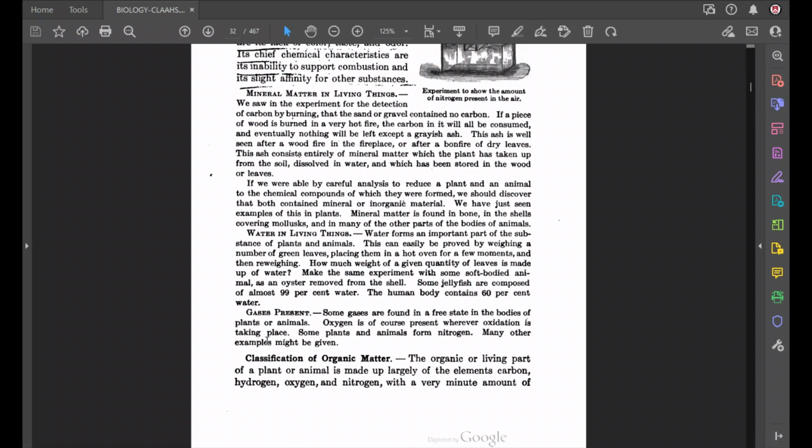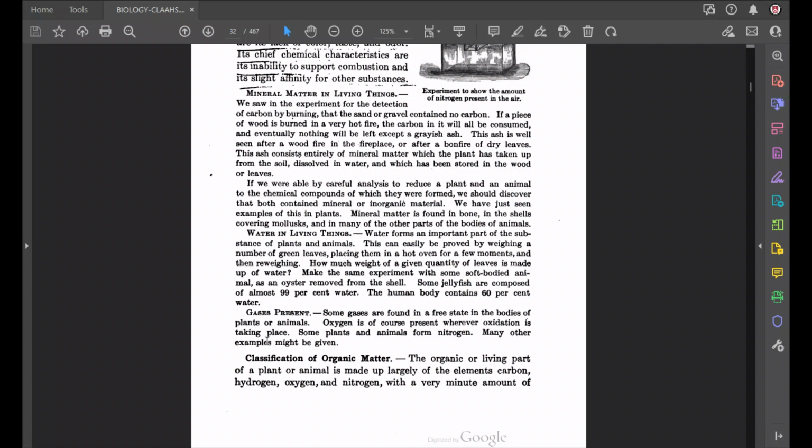The title of this section is The Classification of Organic Matter. How are living things, how are living materials arranged in classes? How do we classify organic matter? The organic or living part of a plant or animal is made up of the elements carbon, hydrogen, oxygen, and nitrogen. The organic or living part of plants and animals is made up of 4 main elements: carbon, hydrogen, oxygen, and nitrogen. You can just remember CHON, remember CHON.